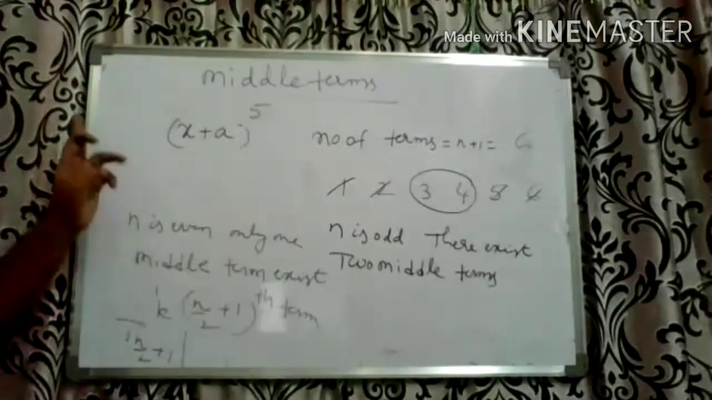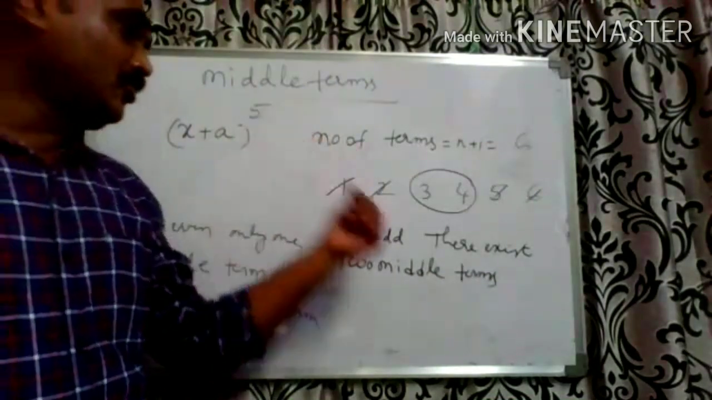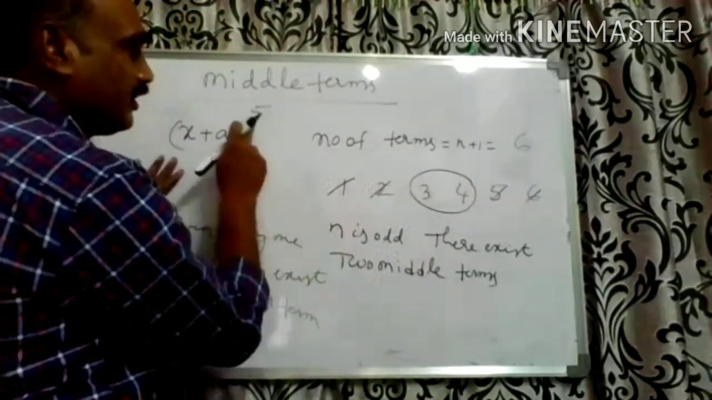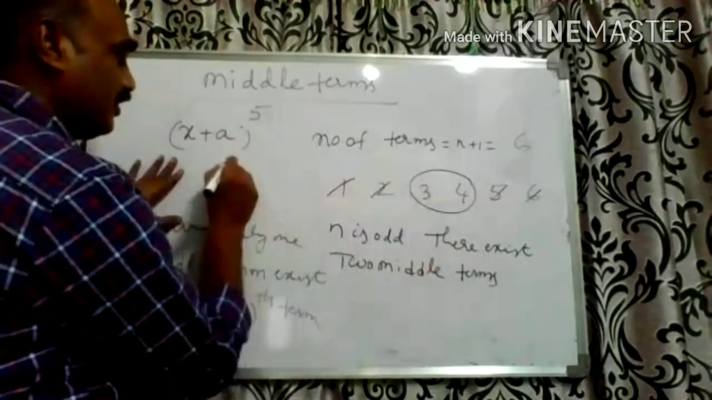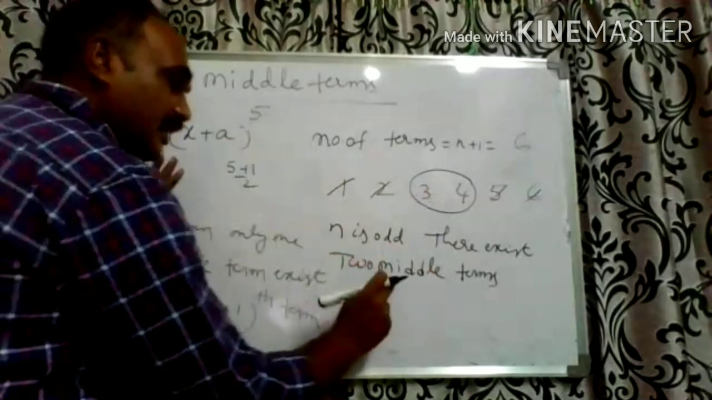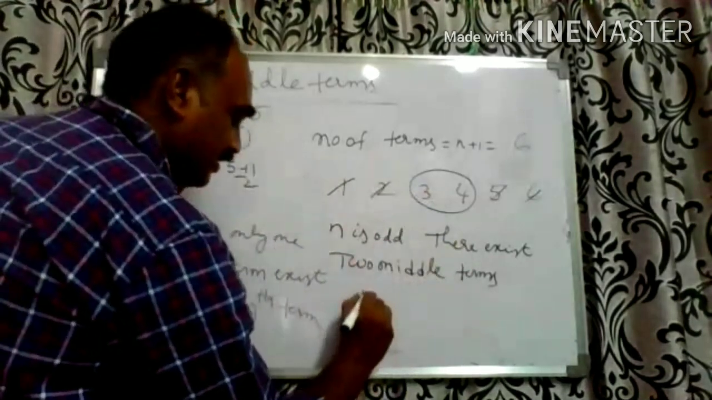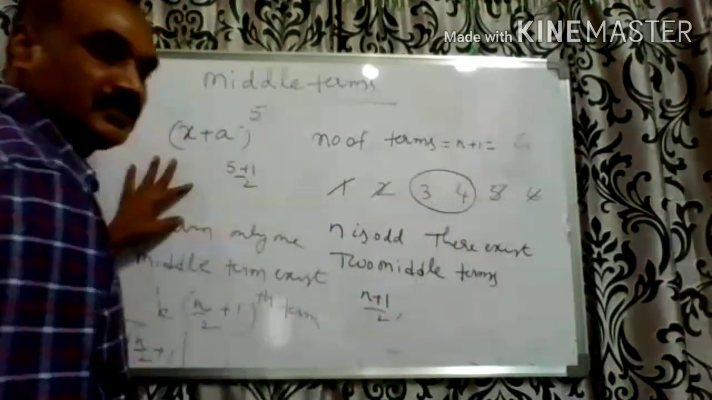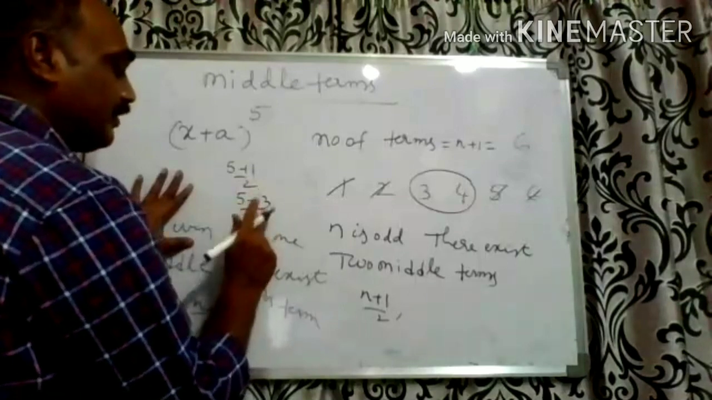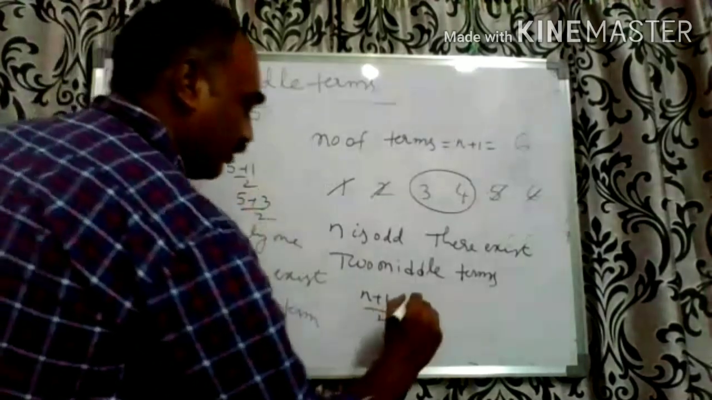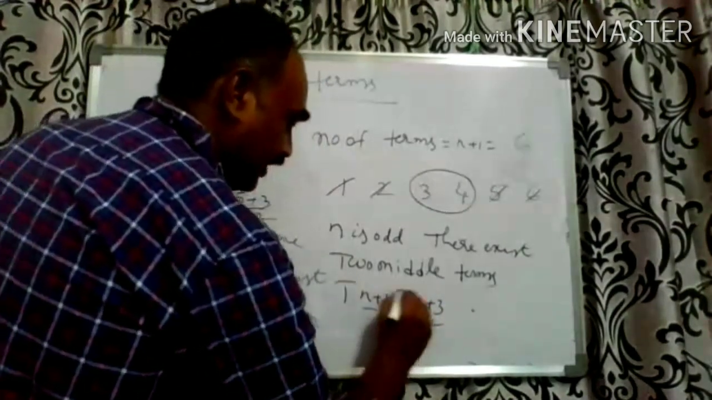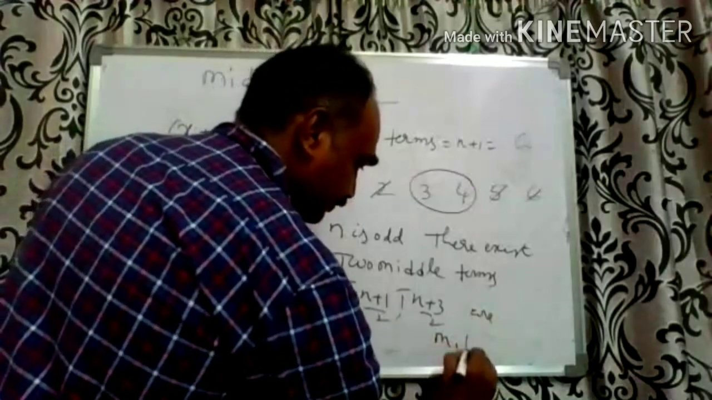When n is even, only one middle term exists. When n is odd, two middle terms exist. The formula: 3 and 4. Here n is equal to 5, so 3 is equal to 5 plus 1 by 2, that is n plus 1 by 2. Next, 4 is equal to 5 plus 3 by 2, that is n plus 3 by 2. So T n plus 1 by 2 and T n plus 3 by 2 are the middle terms.